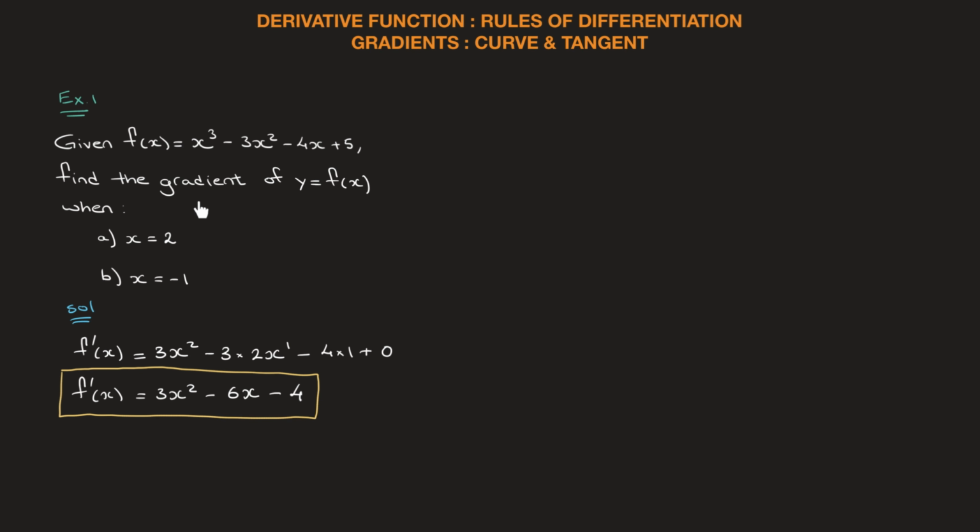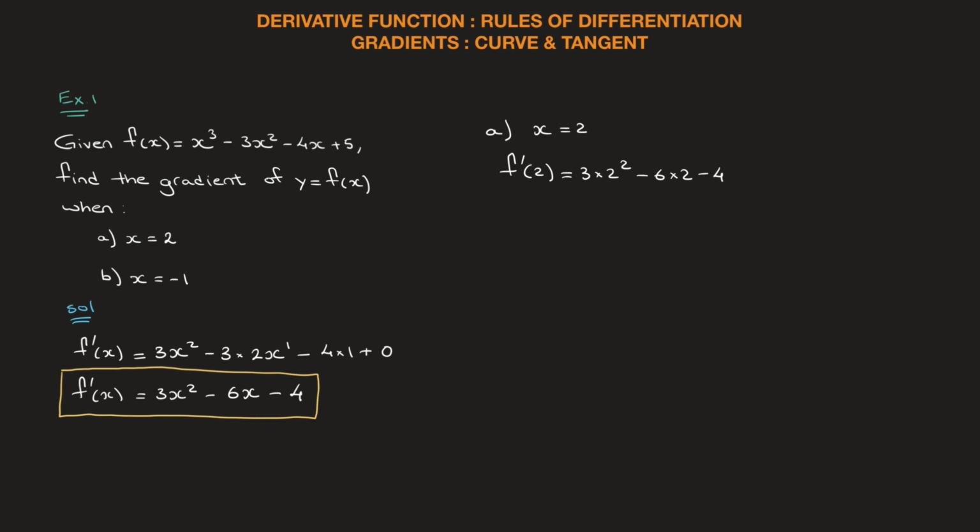Now, to find the gradient of y equals f of x at either of these two x values, all we need to do is use the derivative function we just found and replace all the x's we see inside it by x equals 2 and then by x equals negative 1. So let's go ahead. I'll answer question A right here. When x equals 2, the derivative will be f dash evaluated at 2, or simply f dash of 2, which is equal to 3 times 2 squared minus 6 times 2 minus 4.